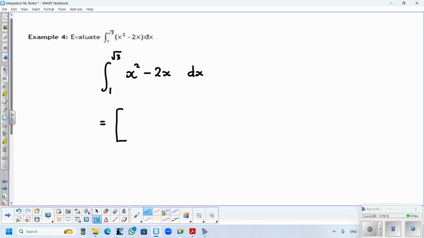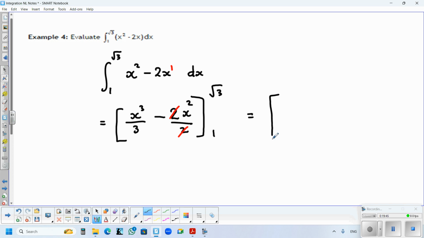So one other wee thing, we've got x there, which really is x to the power of 1. So we're going to add 1 onto the power, becomes x to the power of 3, divide by your new power, divide by 3. Then I've got -2, add 1 onto the power, so it becomes x to the power of 2, all divided by 2. And close that bracket, pull your limits across, so root 3 and 1. So we'll tidy up what we can, and I can see that a 2 cancels there and a 2 cancels there.